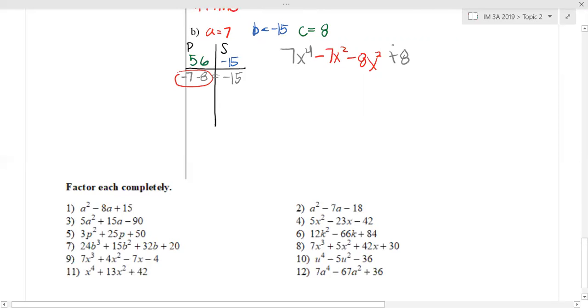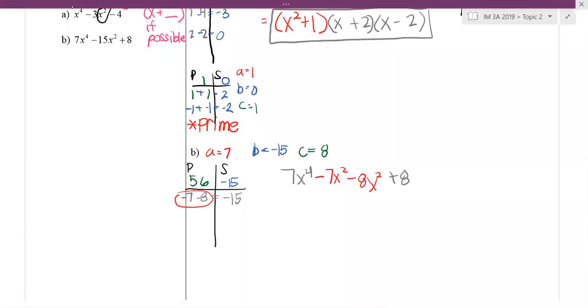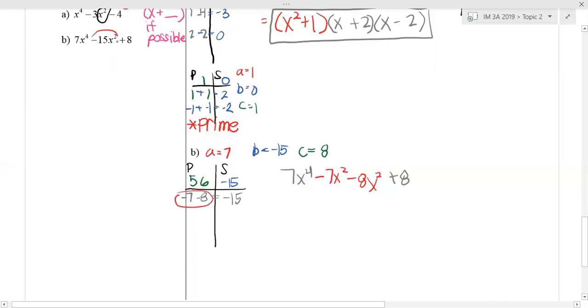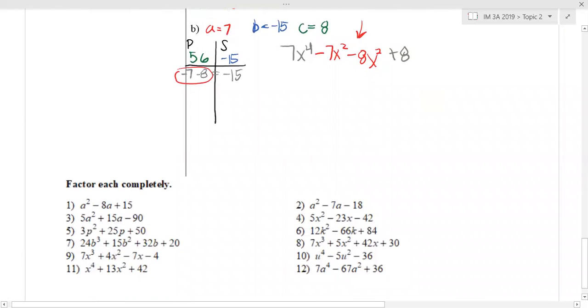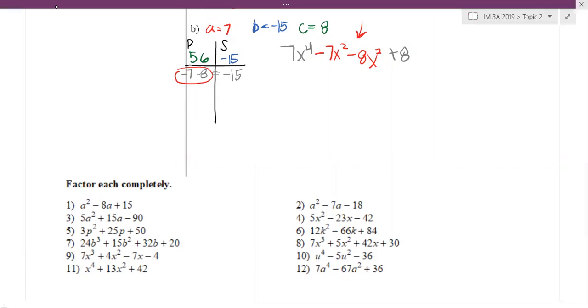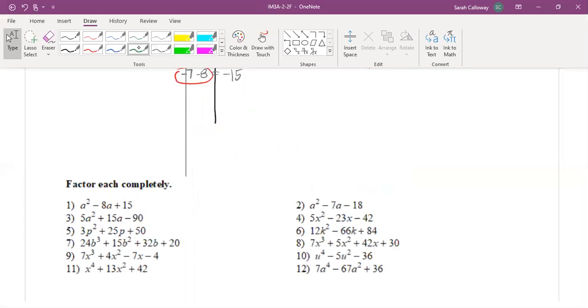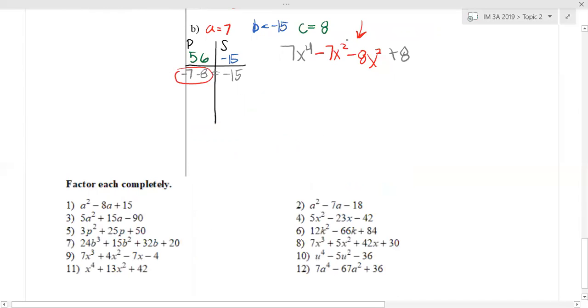Okay, so we took our original 7x to the 4th minus 15x squared plus 8, and we rewrote that negative 15x squared as minus 7x squared minus 8x squared. And so when we have an A value that is not 1, that's when we have to do this and use grouping. So we're splitting our 4 terms in half, and we're going to factor out the common factor of each pair of numbers. And so our first two terms are 7x to the 4th minus 7x squared.